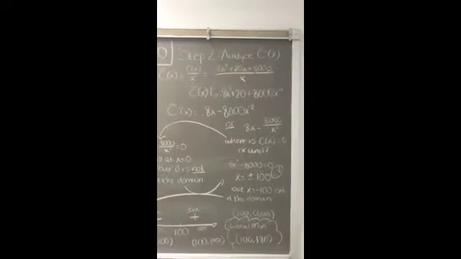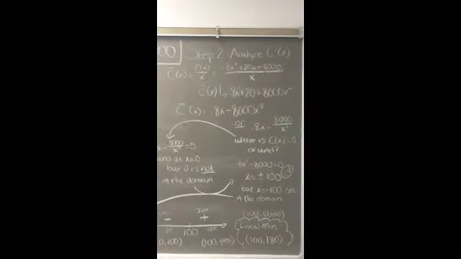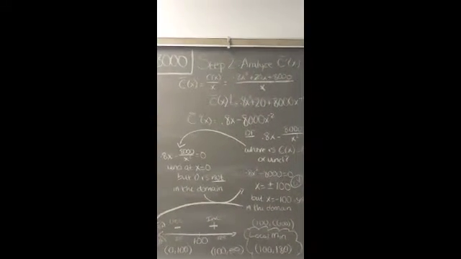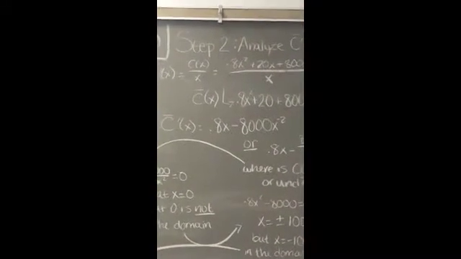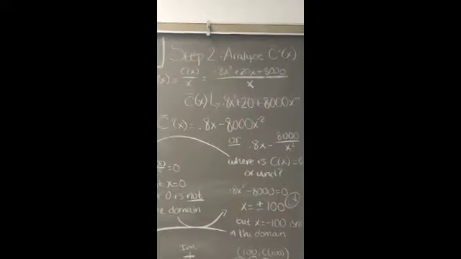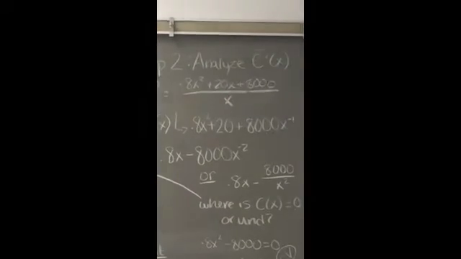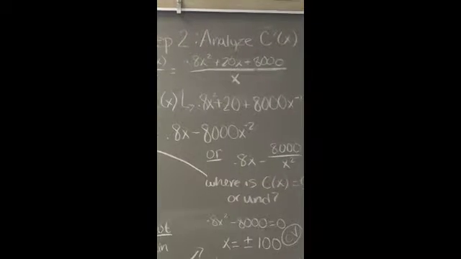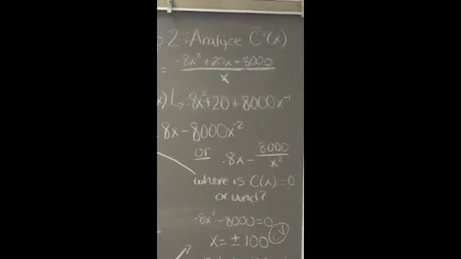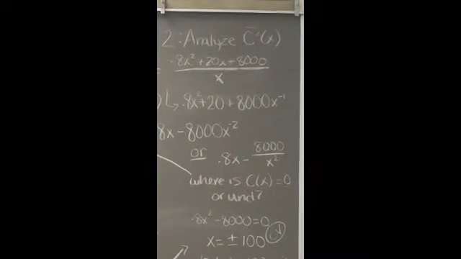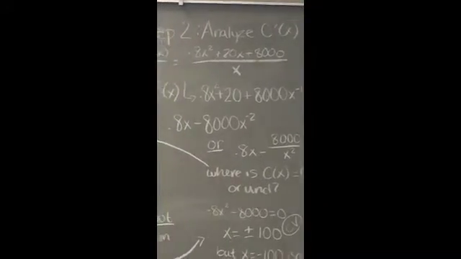Okay, for step 2, we're going to analyze C bar prime of x, and just to get C bar of x, you take the C of x and put it over x, and then you just divide out the x's, and then you get 0.8x plus 20 plus 8,000x to the negative 1 power.